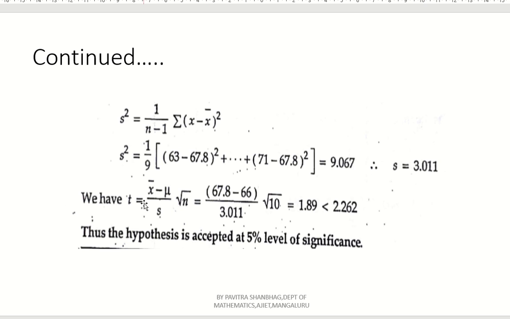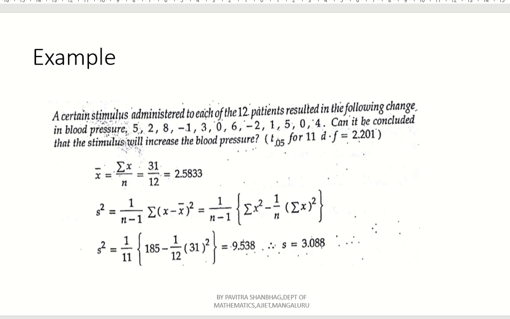After computing the s value, just replace it in the t expression. What is meant by t? X bar minus mu by s into root n, that is 67.8 minus 66 divided by 3.011 into root 10, that is 1.89, which is less than 2.262, which is obviously given. The value is less than the given limit. Therefore the hypothesis is accepted at 5% level of significance, right? Now let us move to the next problem.